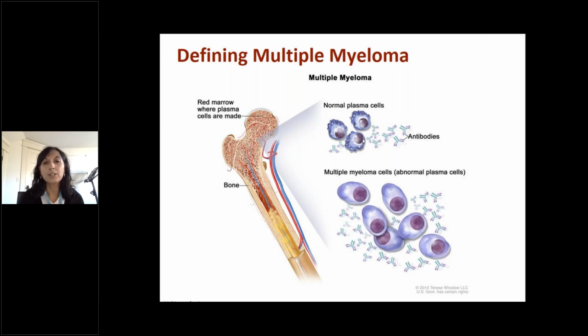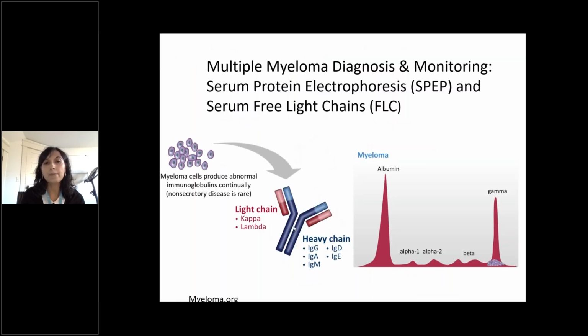So the top image shows your normal plasma cells, which are mature white blood cells that are part of your immune system and produce antibodies that help fight off infection. And then the bottom image shows these abnormal plasma cells growing in an unpredictable, erratic fashion, and they're producing abnormal proteins that are interfering not just with antibody production, but also with the factory that's producing the cells.